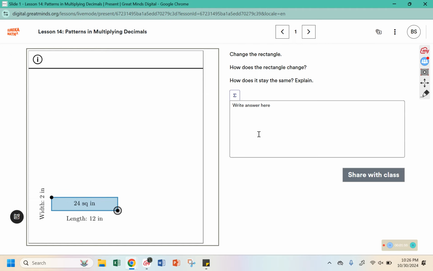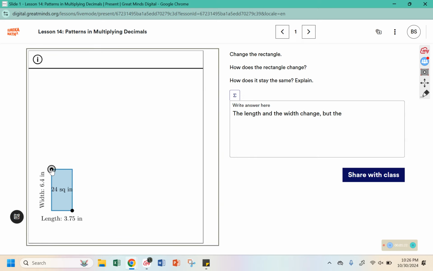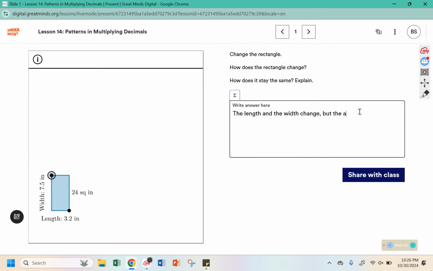It says, how does it stay the same? So the length and the width change. But if you look at the inside, it remains 24 square inches. That's the area, the inside.